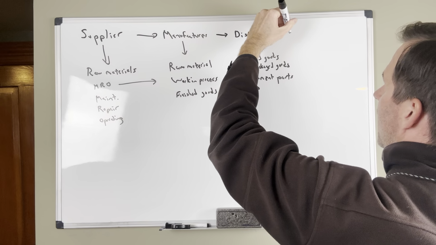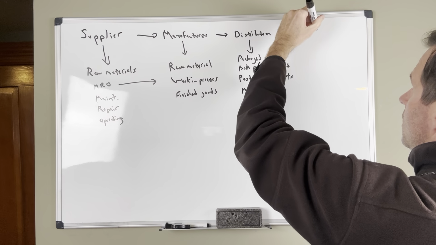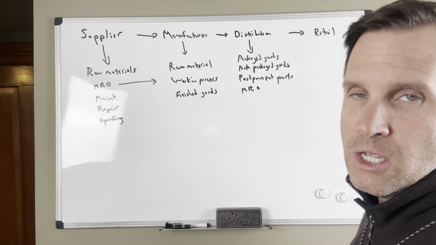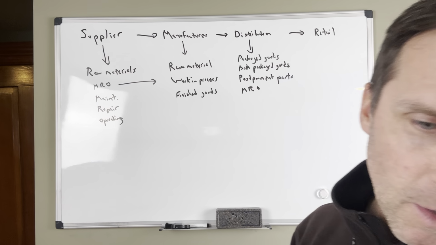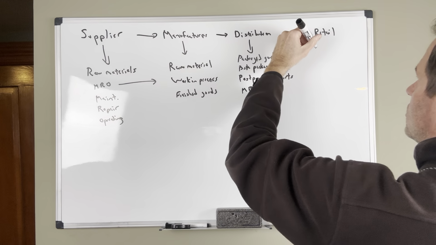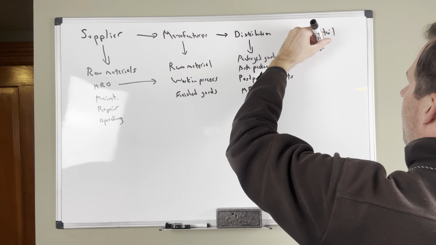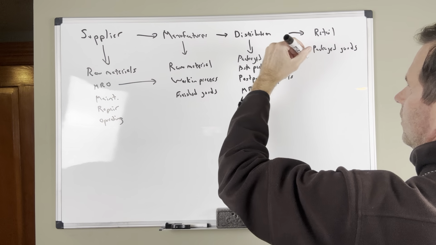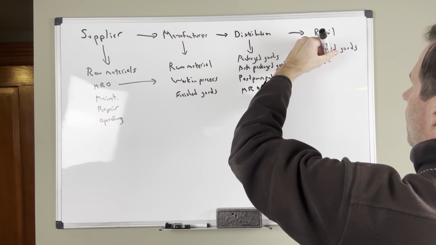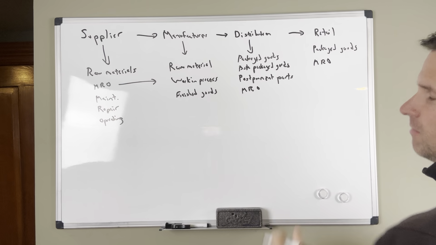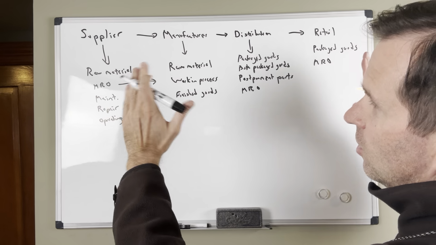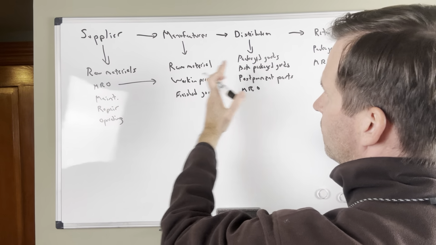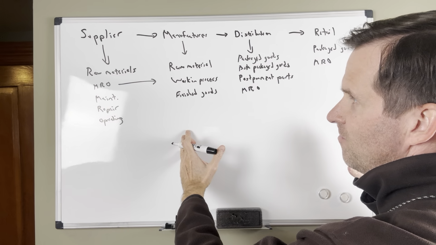And then the last stop, let's assume you're shipping to a retail business. So what's going into that retail business? Well, two things: your packaged goods and also MRO inventory, maintenance, repair, operating. So that's a very simple diagram of inventory and the various forms it takes going along the supply chain.